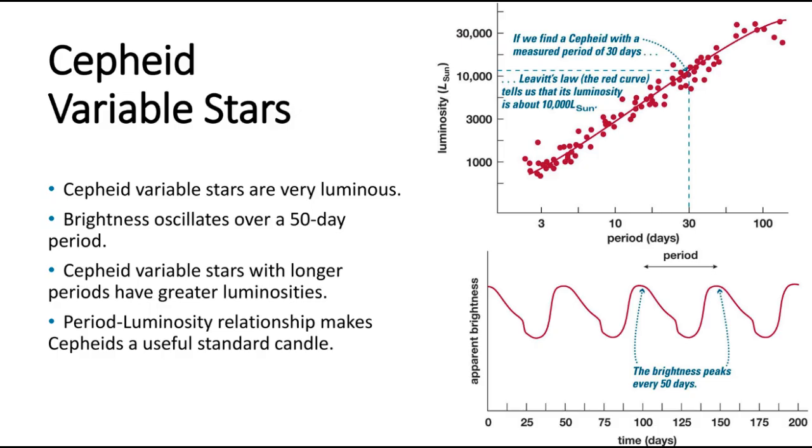And we can do the same thing with Cepheids. So we can plot the period versus the luminosity, and we get a kind of linear graph, and that will let us just measure the period of the Cepheid, and then measure the brightness, and since we know the luminosity, we can get the distance to that Cepheid.